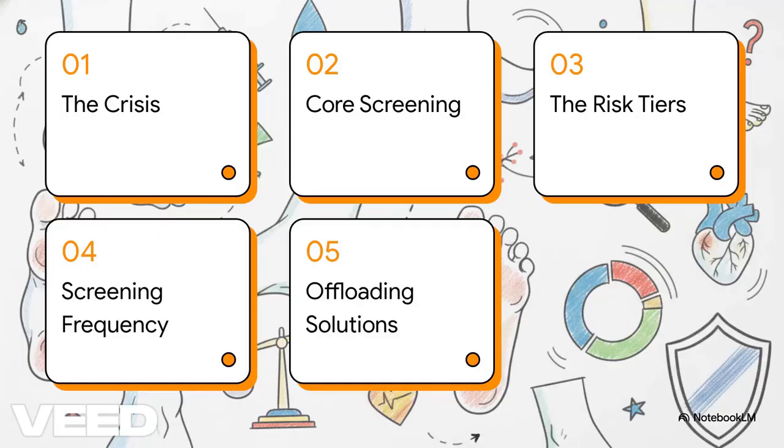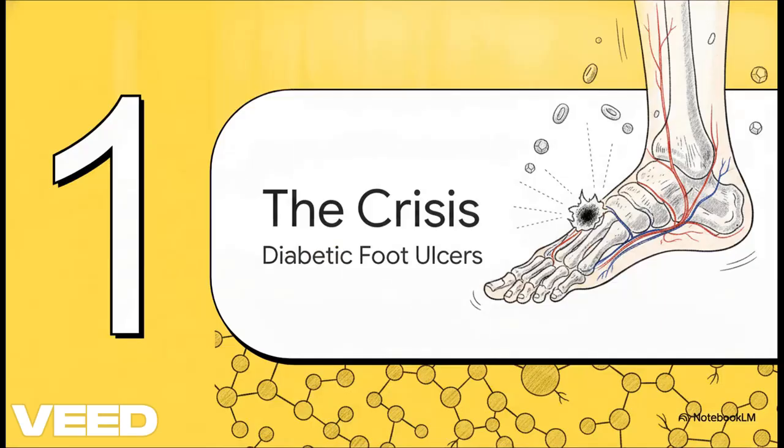To get a handle on this, here is our roadmap for today. 1. The crisis. 2. Core screening components. 3. The risk tiers. 4. Screening frequencies. And 5. Offloading solutions. All right, Section 1. The crisis.